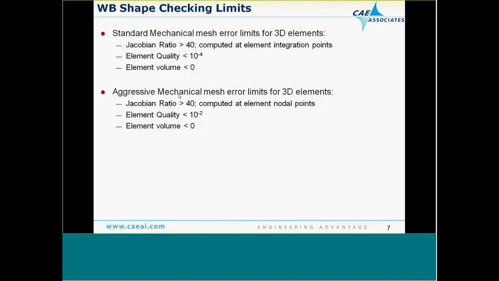If you set your mesh checking level to aggressive mechanical, we look for, again, Jacobian ratio, but computed at the nodal points. I'm sorry, less than 40. Greater than 40 would be an error. Element quality greater than 10 e to the minus 2, and element volume has to be greater than 0.